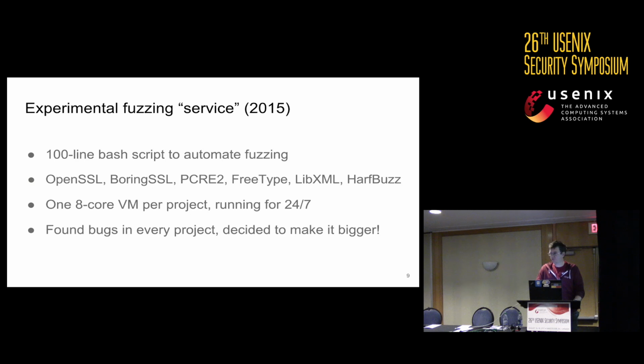We ran this bash script on 6 different 8-core VMs, testing 6 different open source projects. And we found multiple bugs in all of those projects. The project owners fixed those bugs, and we received feedback, which made us want to scale it up.